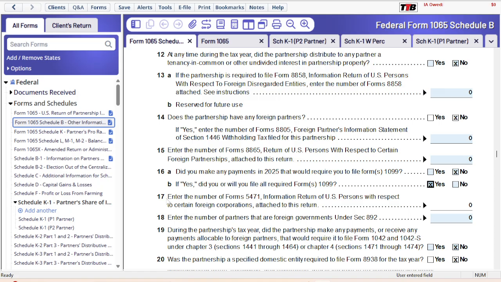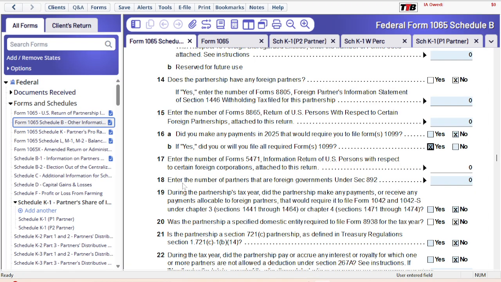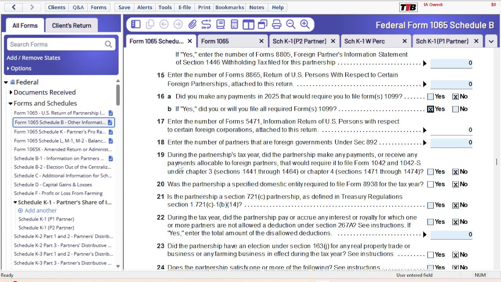So line 17, enter the number of Forms. Since we don't have any, we are going to leave that one blank. Enter the number of partners that are foreign government. We are going to leave it blank. 19, during the partnership's last year, did the partnership make any payments or receive any payment? No. Was the partnership a specified domestic entity required to file a 8938? No. Is the partnership a Section 721 partnership? No.